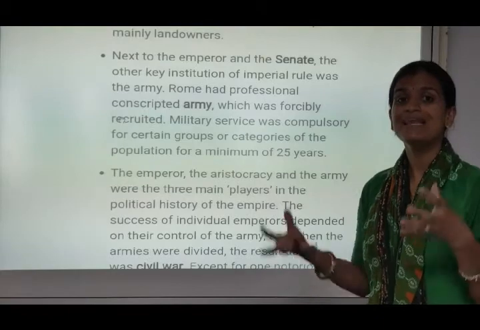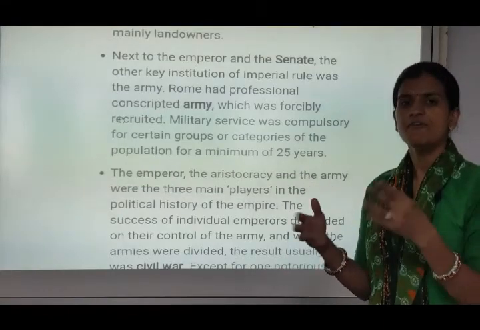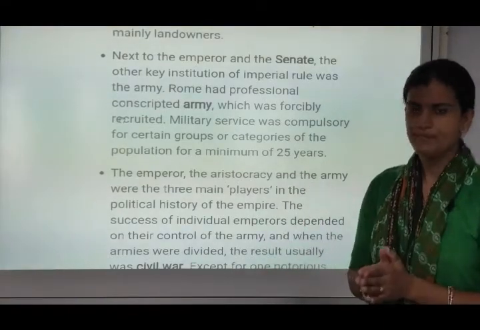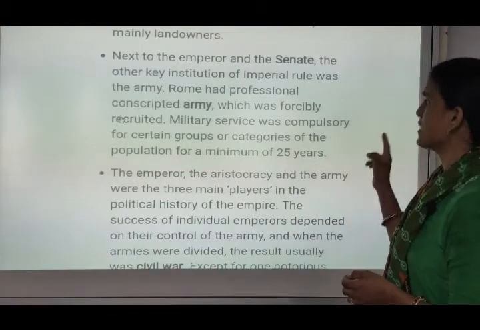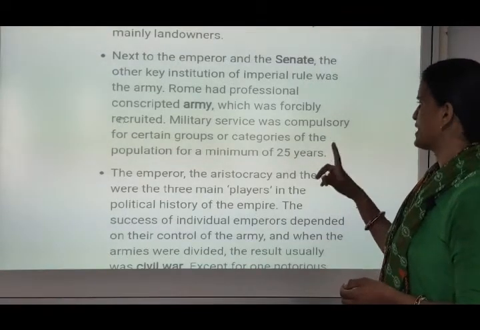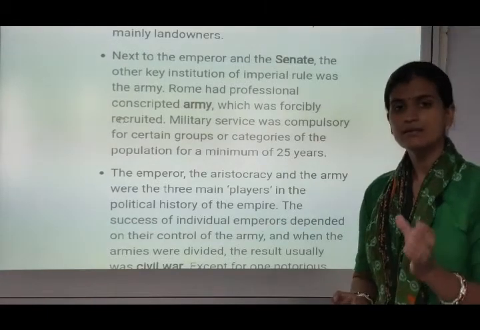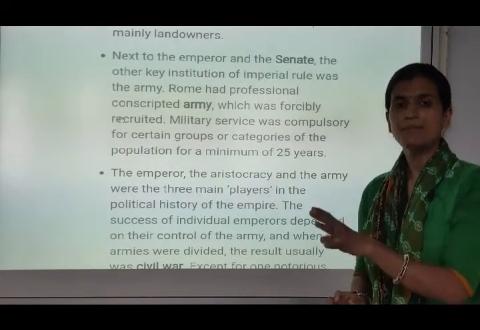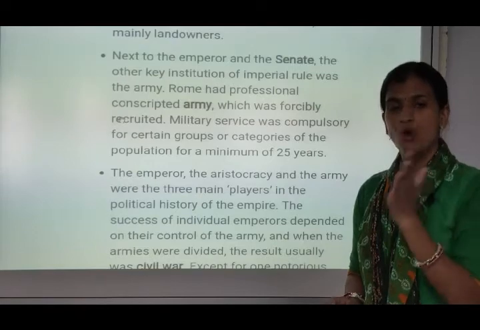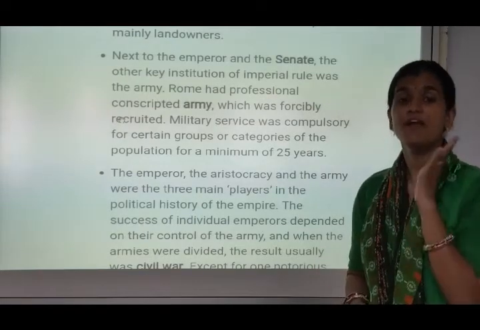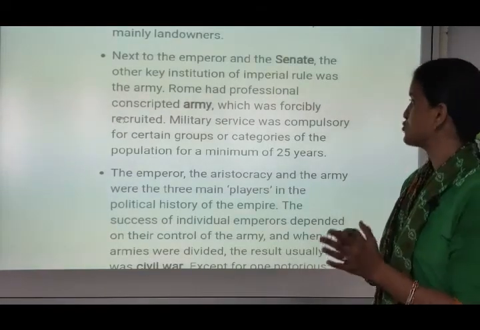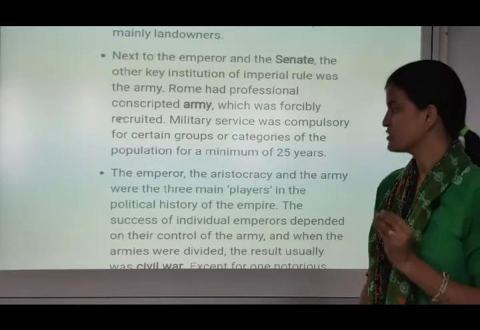They were forcibly forced to join the army. Military service was compulsory for certain groups or categories of the population for a minimum of 25 years. It means certain groups and certain people were forced to join the army for 25 years. It was fixed, it was compulsory, it was forcible.